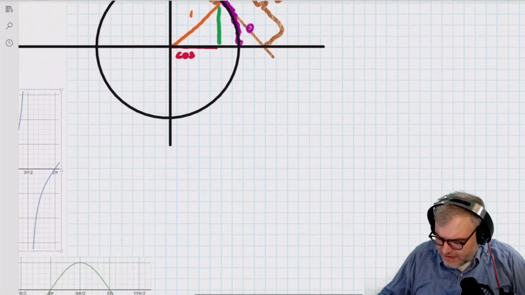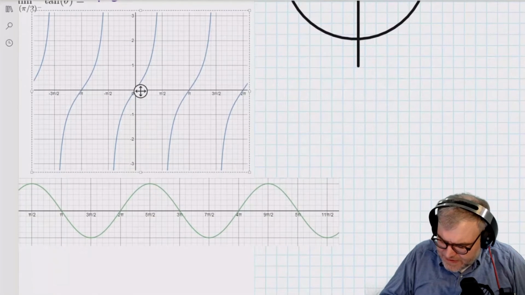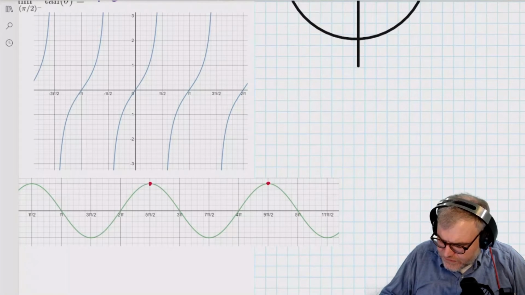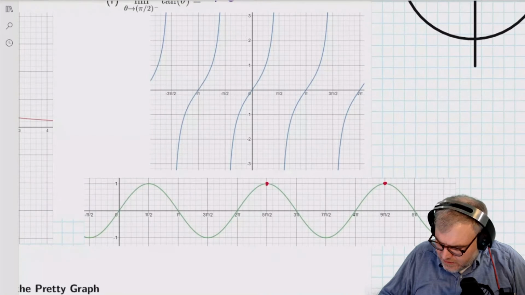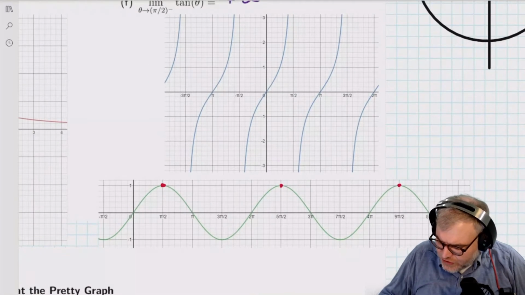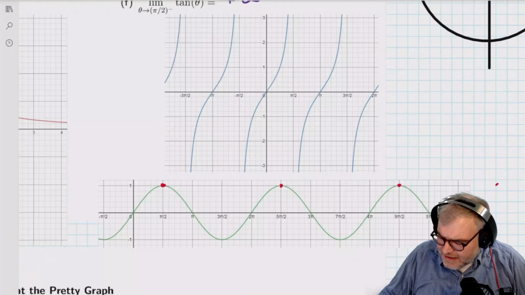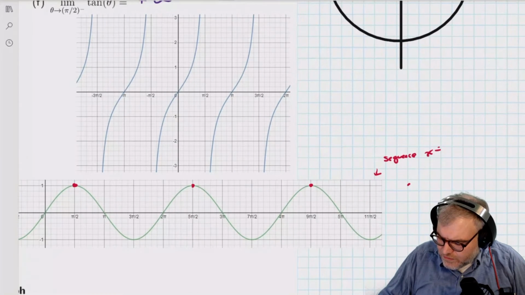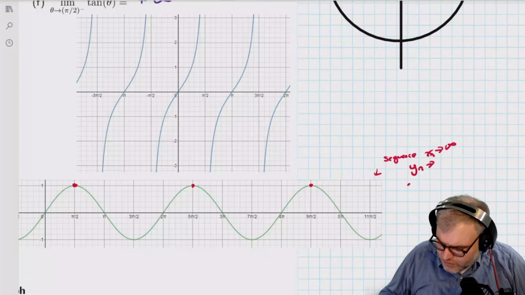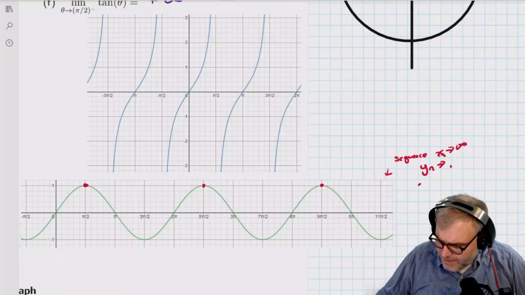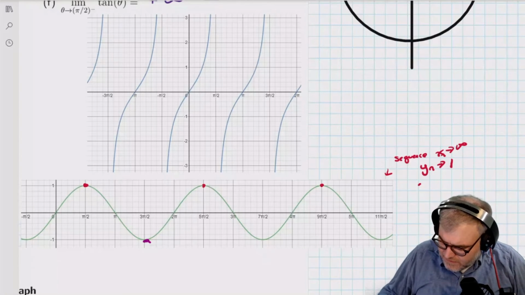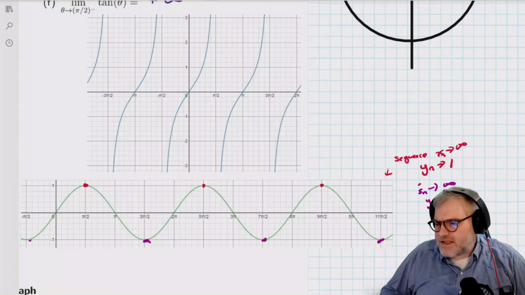The sine graph looks like this, okay? So as I go off to infinity, I've got a subsequence here. If I pick all of these, the odd pi over 2s: pi over 2, 5 pi over 2, 9 pi over 2, and so on, I've got a sequence where x_n goes to infinity, y_n goes to positive 1. But I've also got a sequence down here, right? x_n goes to infinity, y_n goes to negative 1. So I don't have a limit as x goes to infinity.